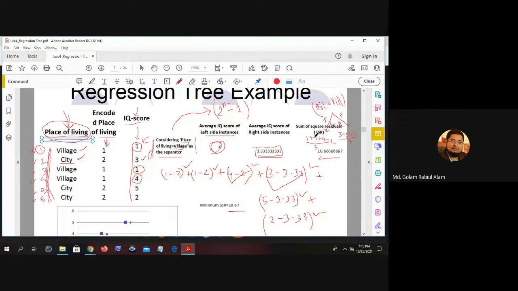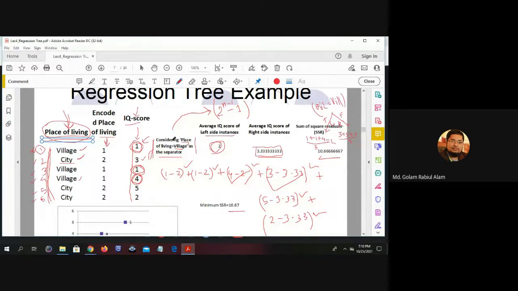Now we have to determine the sum of square residuals, following the same philosophy that we have discussed for the previous case. Consider that the left side instances are the village. So this will be on the left side. And here is the village, this will be on the left side. And this is the village, so this 4 will be on the left side.